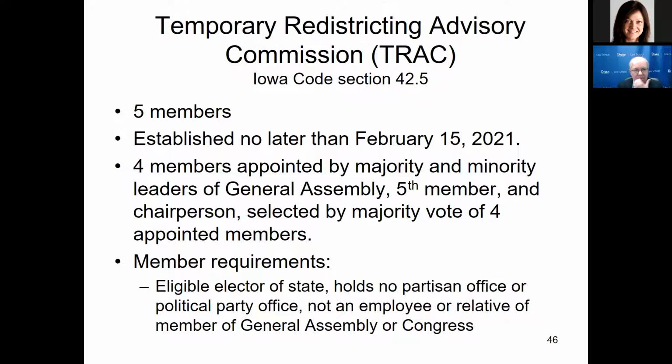It consists of 4 members appointed by the majority and minority leaders of the General Assembly. And those 4 members shall select the 5th member and chairperson of the commission. This round of redistricting, our 4 members have been appointed, but have not yet been able to select the 5th member for the commission. There are certain requirements to be a member on the commission. They have to be an eligible elector of the state. However, they cannot hold any partisan office or political party office, and cannot be an employee or relative of a member of the General Assembly or Congress.